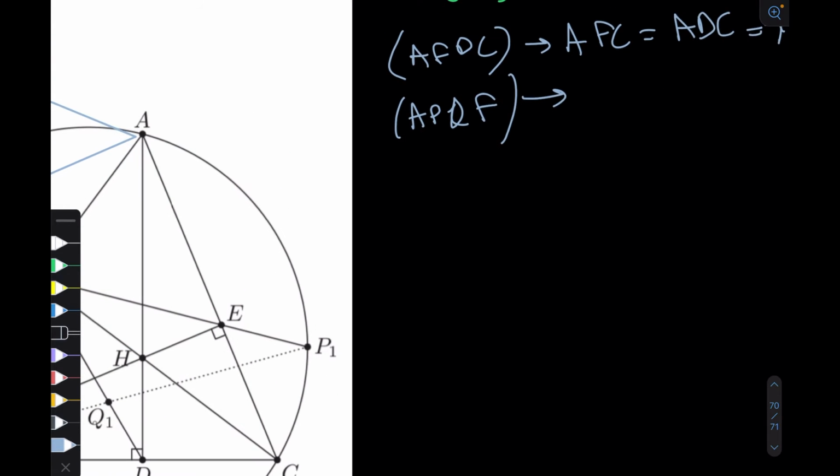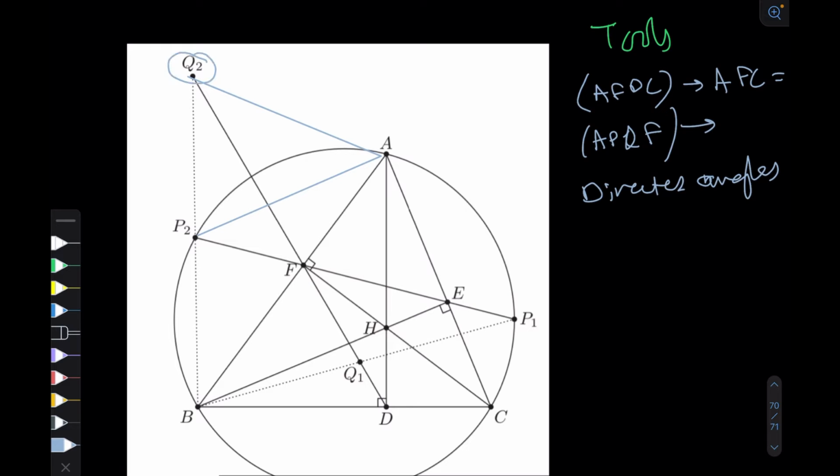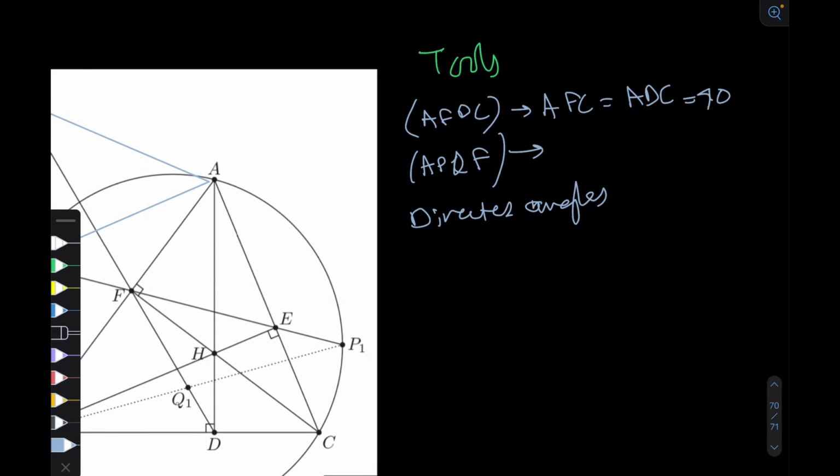And lastly, our last tool is directed angles. The reason why directed angles would be of use is because here we can see that there are two cases. One of them is Q2 P2 and the other one is P1 Q1. Of course, if you want to, you can prove these two cases separately, but to do it in a neater way, we can generalize these two using directed angles. Directed angles are basically the angle mod 180. So for example, theta is the same as 180 minus theta for directed angles.